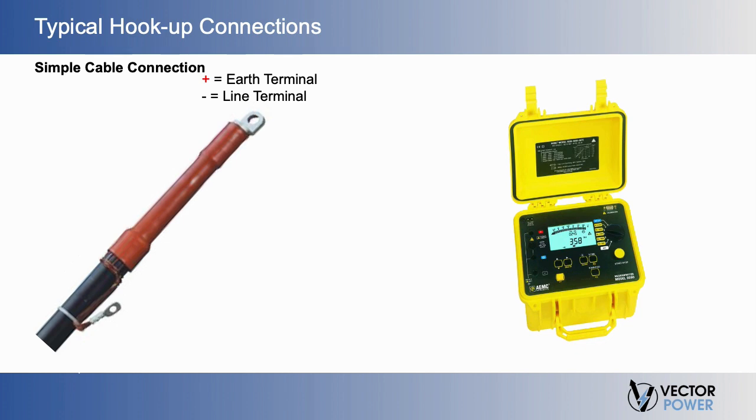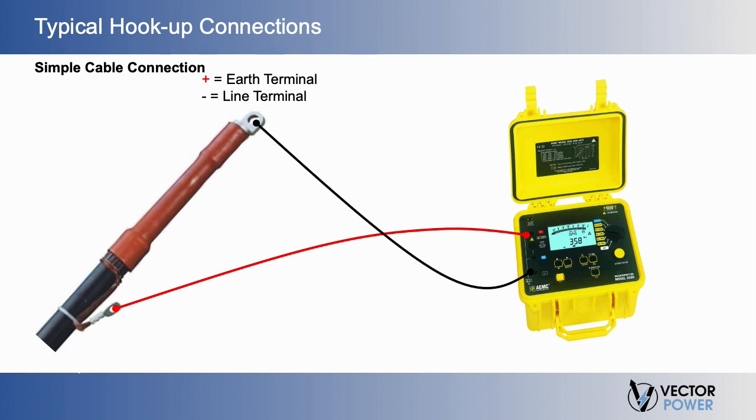Now, let's look at some typical hookup connections for various test specimens. When connecting to a single conductor cable to measure the insulation resistance of the conductor to the ground, make the following connections. Connect the Megohmmeter's positive, the earth terminal, to the cable's sheath or neutral. Next, connect the test set's negative or line terminal to the cable's conductor under test.